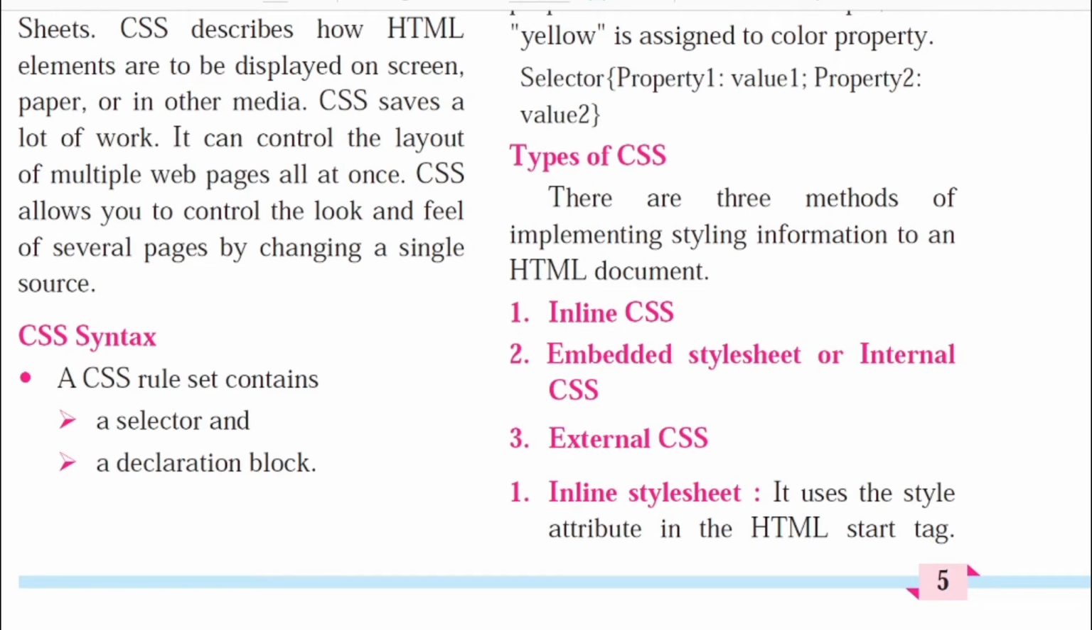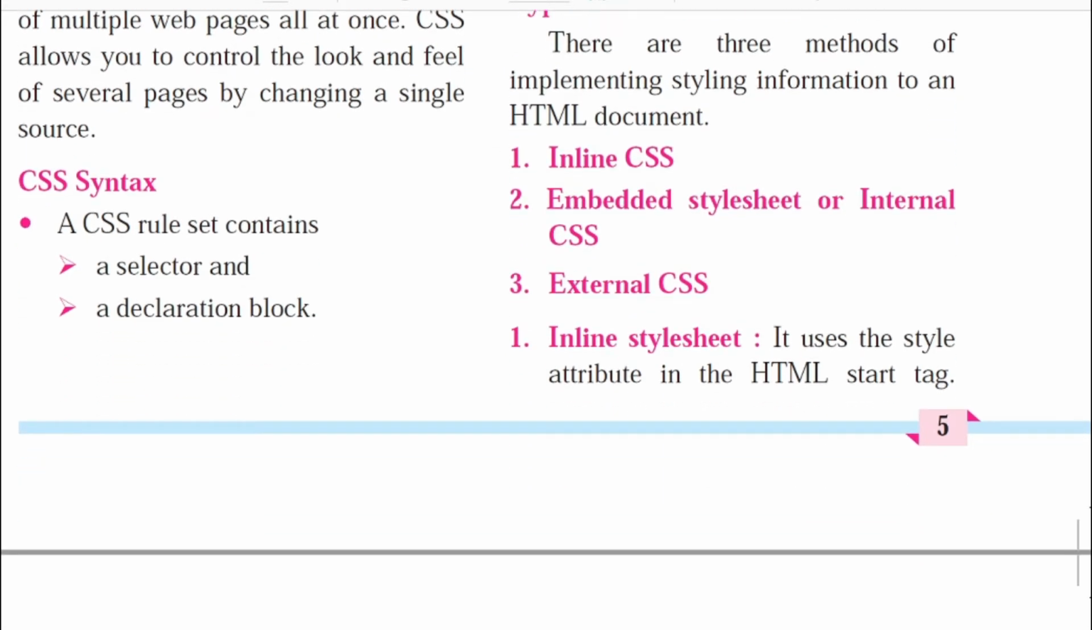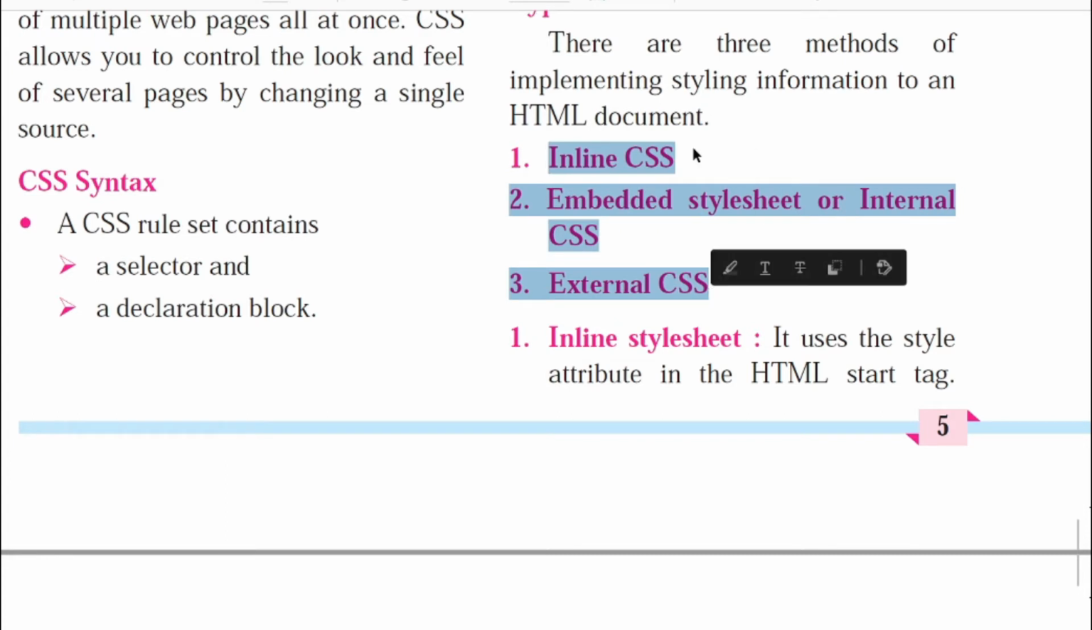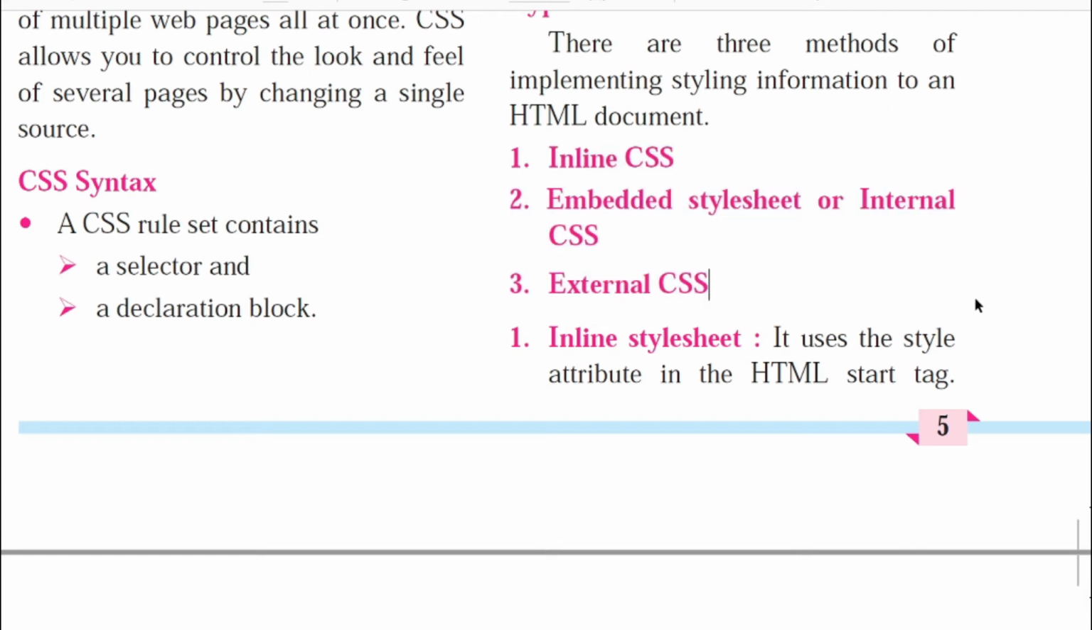My dear students, there are various types of CSS. These are the three methods of implementing styling information to an HTML document: inline CSS, embedded style sheet, or we can say internal CSS, and external CSS. So basically these are the three types in which we can implement CSS, that is inline CSS, internal CSS and external CSS. Let us have a look at them one by one.